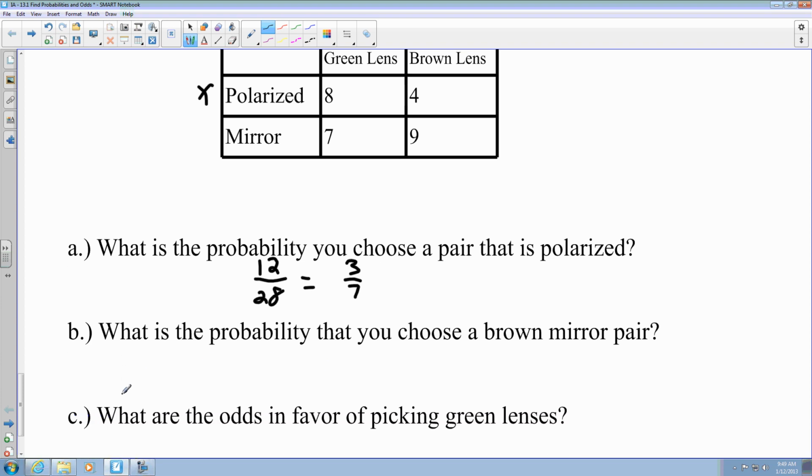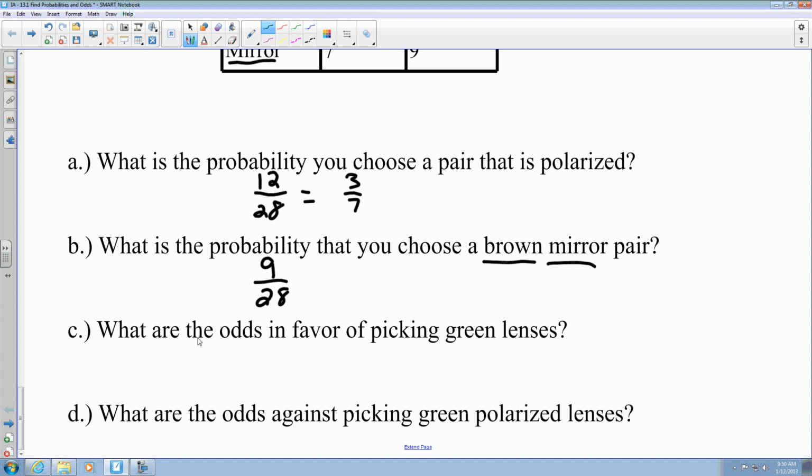For B, they're asking what is the probability that you choose a brown mirror lens. So I have brown and mirror, so that means that I have the mirror ones here, and I also now have the brown. And so I can only get 9 brown mirror lenses, and there's 28 possible. Yes. So the probability of me getting a brown mirror lens is 9 out of 28.